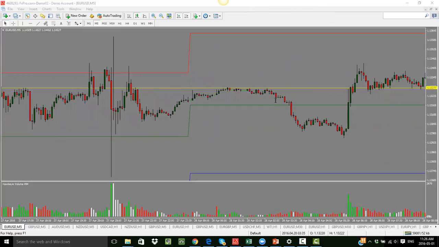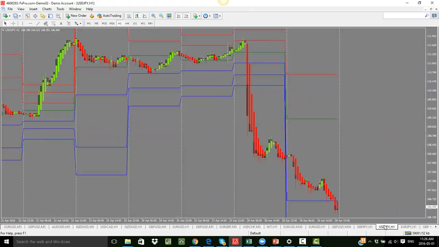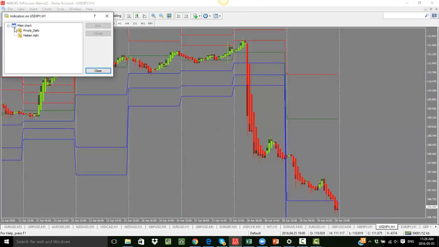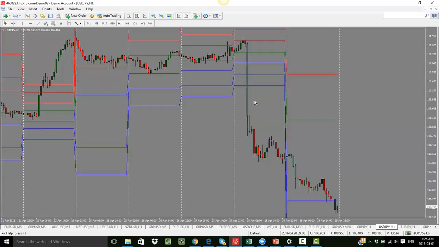All right, so let's go back. Dollar yen, there was one. Let's take a look. Let me get rid of my indicator here. Yeah, there was a big drop here as well.